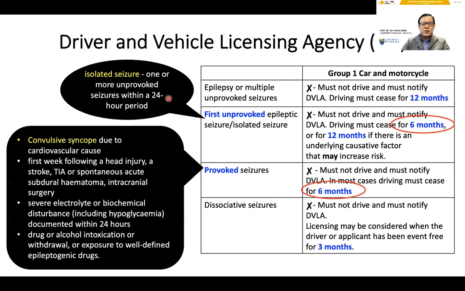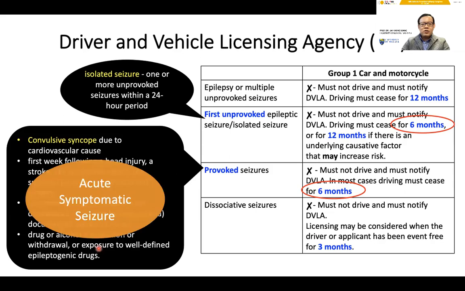Whereas for provoked seizures, please note that under DVLA definitions, it includes convulsive syncope due to cardiovascular cause. As we have discussed just now, convulsive syncope is a non-epileptic event, but it is defined as provoked seizure in the DVLA, and the patient has to stop driving for 6 months. Other causes of provoked seizures include structural causes such as stroke, bleeding, or electrolyte or biochemical disturbance, or alcohol or drugs withdrawal.